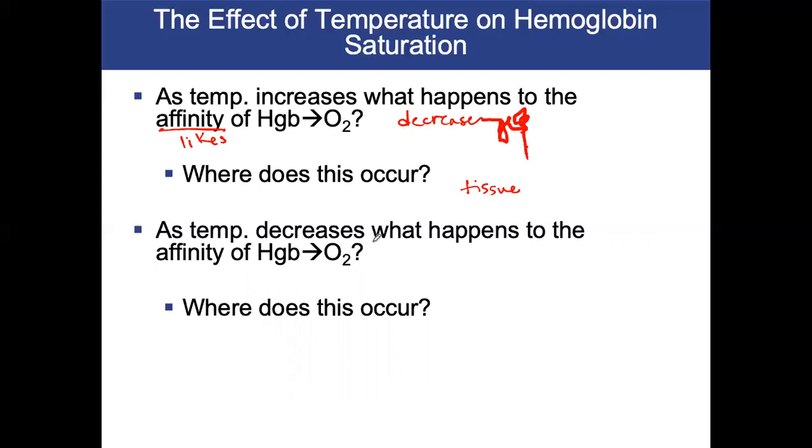As temperature decreases, what happens to the affinity of hemoglobin for oxygen? So as temperature drops, what happens to hemoglobin being able to bind oxygen? It's going to increase. Okay. And where does this occur? Where is there a lower temperature? Tissues or lungs? Good job, at the lungs. Okay. So yes, you kind of just rattled this off and went through this, but I want you to really understand it. I want you to draw it out. Really important. Okay. You need to start developing those drawing and critical thinking skills.